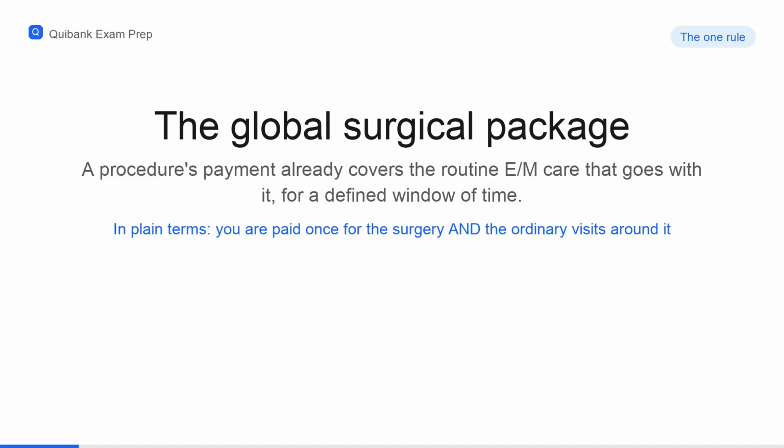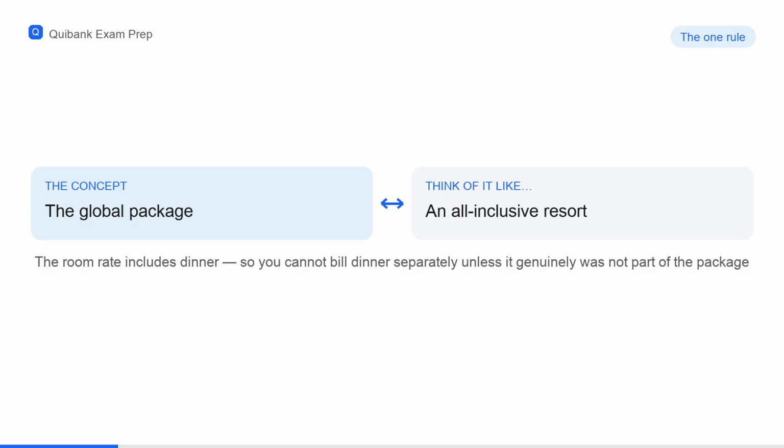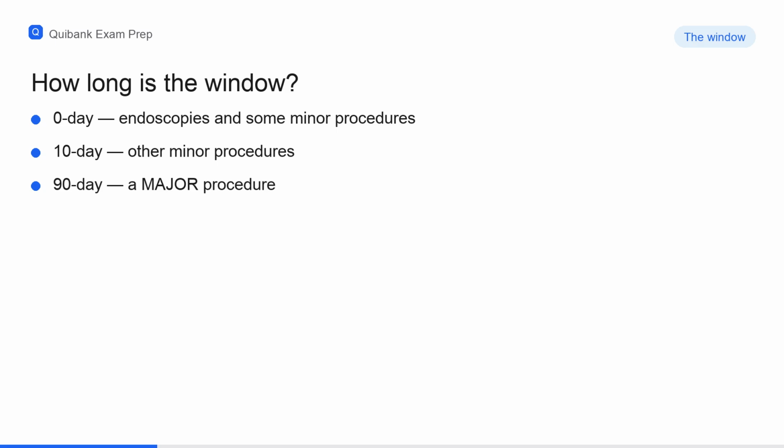When you bill a surgical procedure, the payment you receive is not just for the operating. It also covers the routine evaluation and management care that goes with that procedure for a defined window of time. That bundle is called the Global Surgical Package. Think of it like an all-inclusive resort. The room rate already includes your meals, so you cannot send a separate bill for dinner unless the dinner genuinely was not part of the package. Every one of these three modifiers is you telling the payer, "This visit was not part of the package, and here is why."